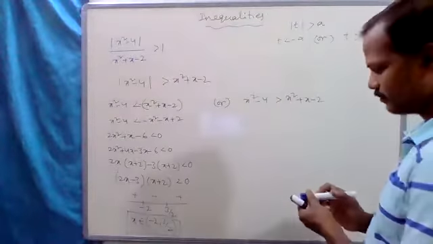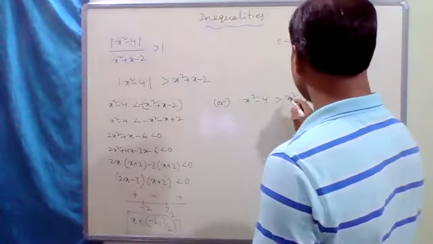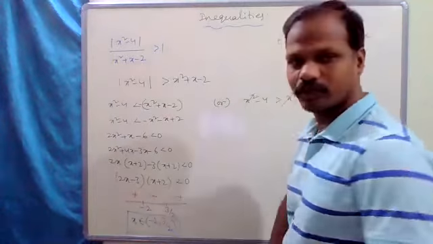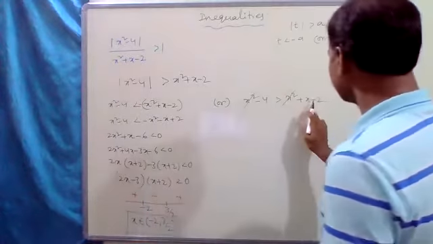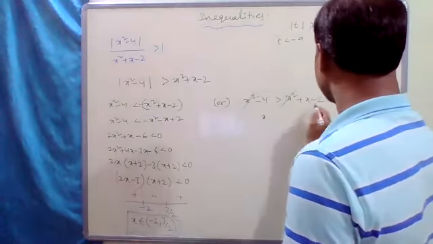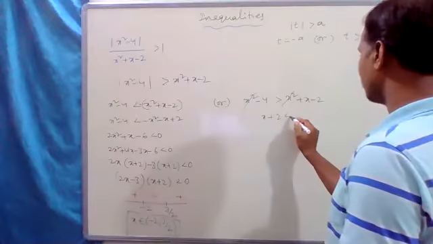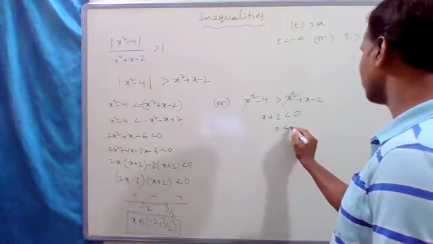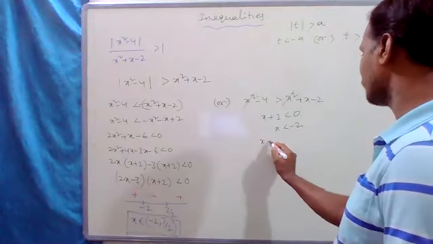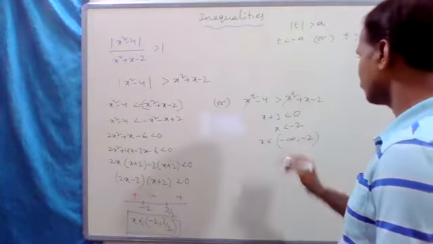Now coming to here. x² is positive on both sides, so you can cancel. Then what about this? x + 2 is less than 0. That is x < −2. So x belongs to (−∞, −2).